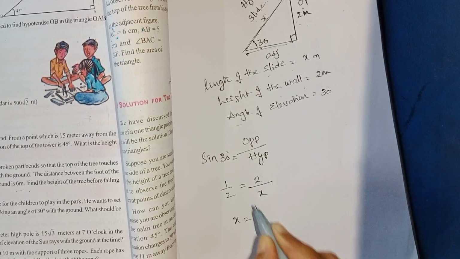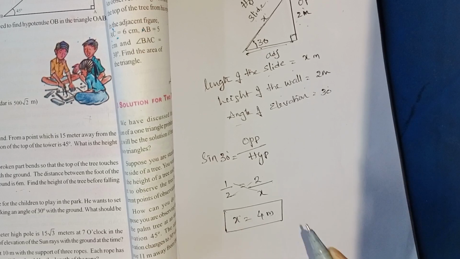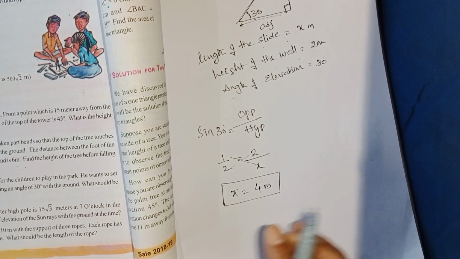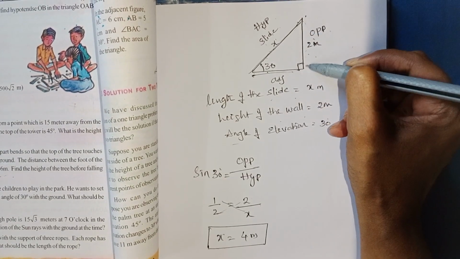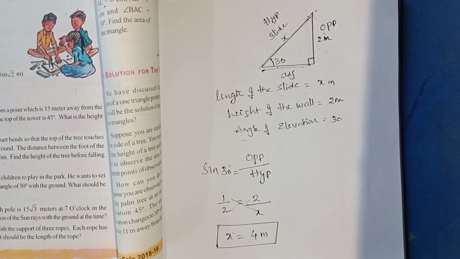Then take x by cross product: 2 twos are 4 meters. That's it. So how much should the length of the slide be? The length of the slide must be 4 meters to reach the height of the 2 meters wall. Okay, I hope you understood.